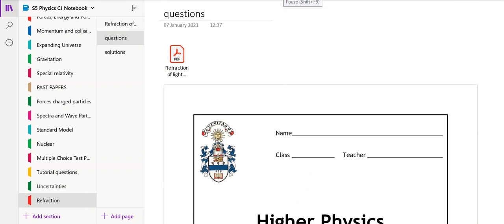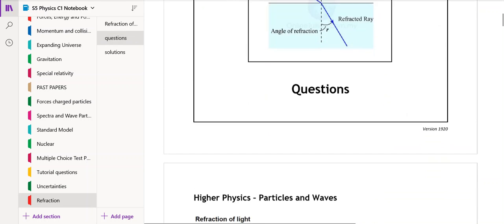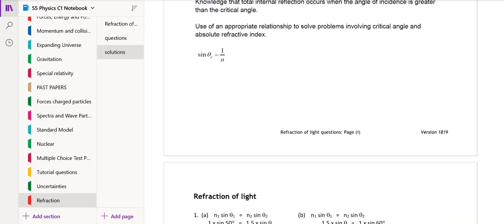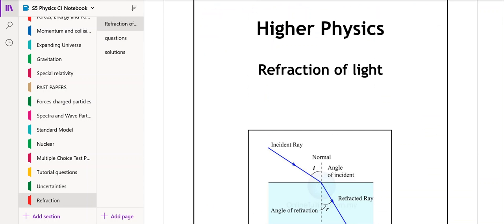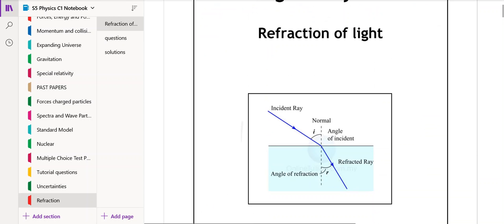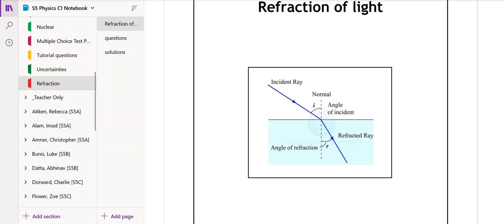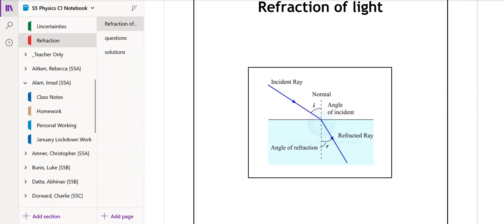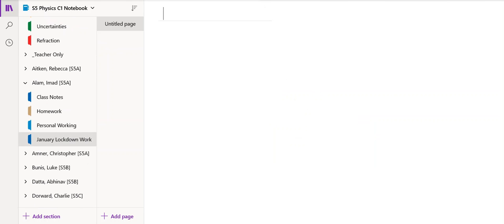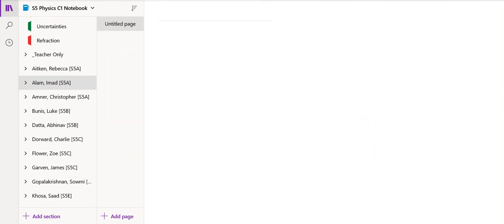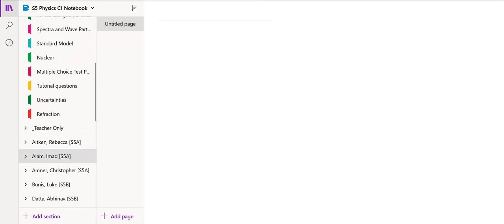I've added it to the content library over on the left for you to view at any time. You will also find a copy of the question booklet and a copy of some numerical answers so that you can check your working as you go. Remember, any questions that you complete, you should open up your personal tab. You go to your January lockdown work and you can add these questions here, which allows me to view them and write on some feedback for you.